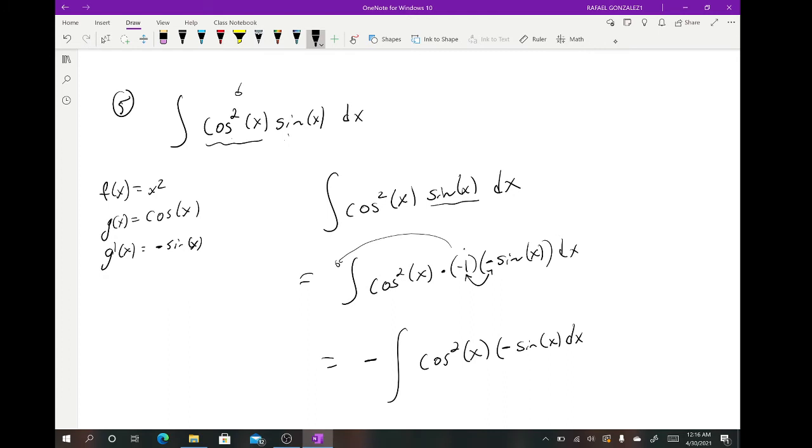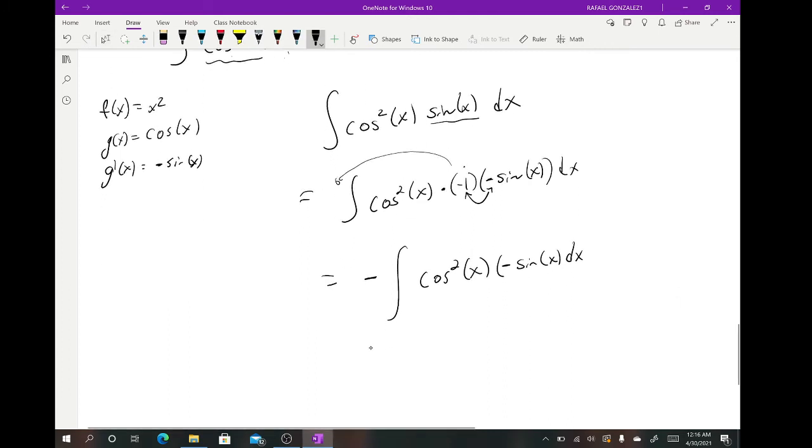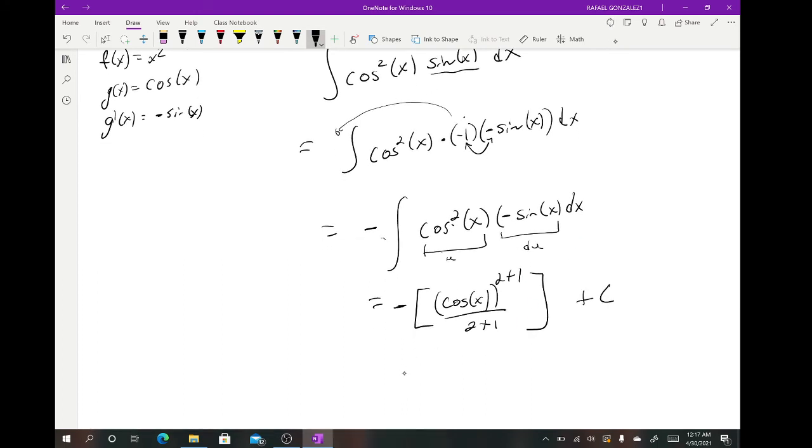But now notice again that I can use the general power rule, because I have u to the power 2, and I have its derivative right here. This is the u, this is u prime, so I can use the general power rule. So this is minus, because of the negative, cosine of x to the power 2 plus 1 divided by 2 plus 1 by the rule, plus c. So it's equal to negative cosine of x cubed divided by 3 plus c. And that is our solution. Okay?